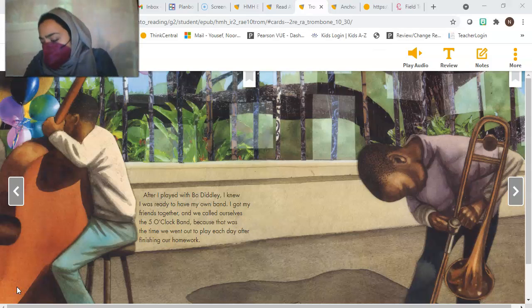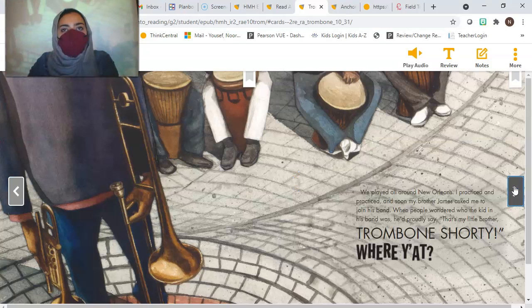So what did Trombone Shorty do after he played the trumpet on stage in New Orleans? What did he decide to do? Very good. Next time, raise your hand. Make his own band. Very good. And why did you think he finally built the courage to make his own band? Raise your hand. Dustin? No. The question is, listen to the question. Why did he build the courage to make his own band, Leah? Very good, because he realized he was actually really good at playing the trumpet. All right, let's keep going.